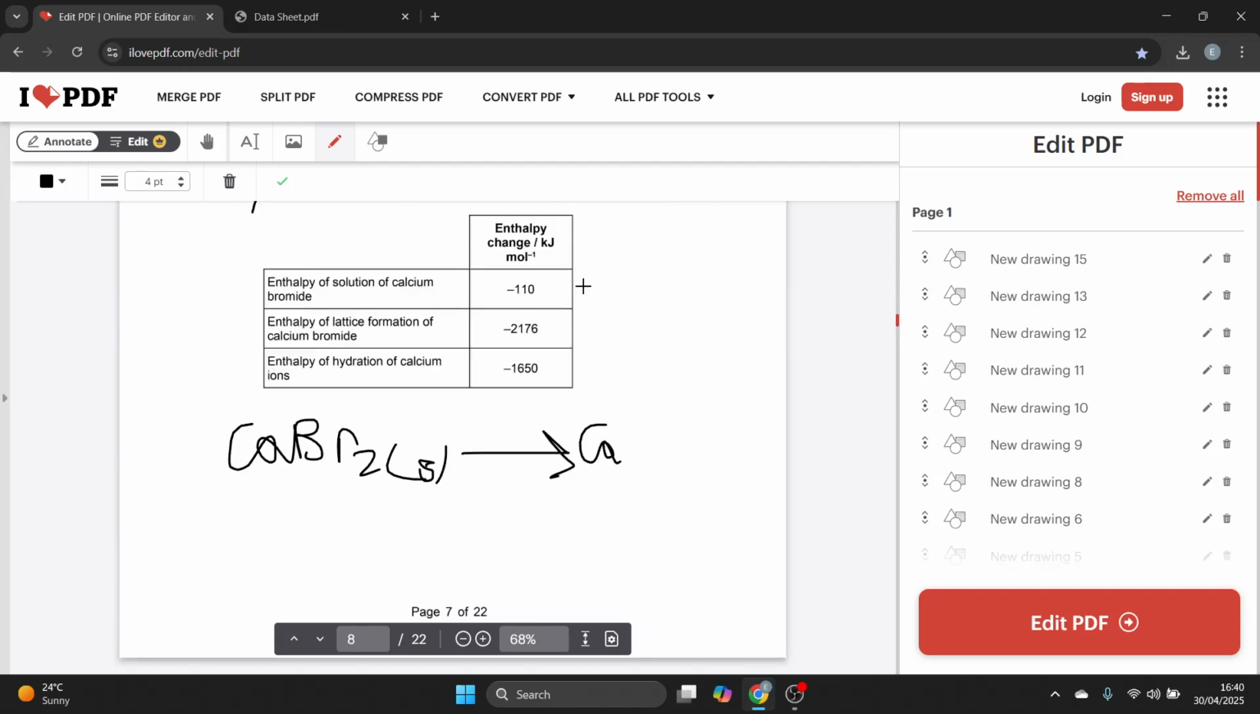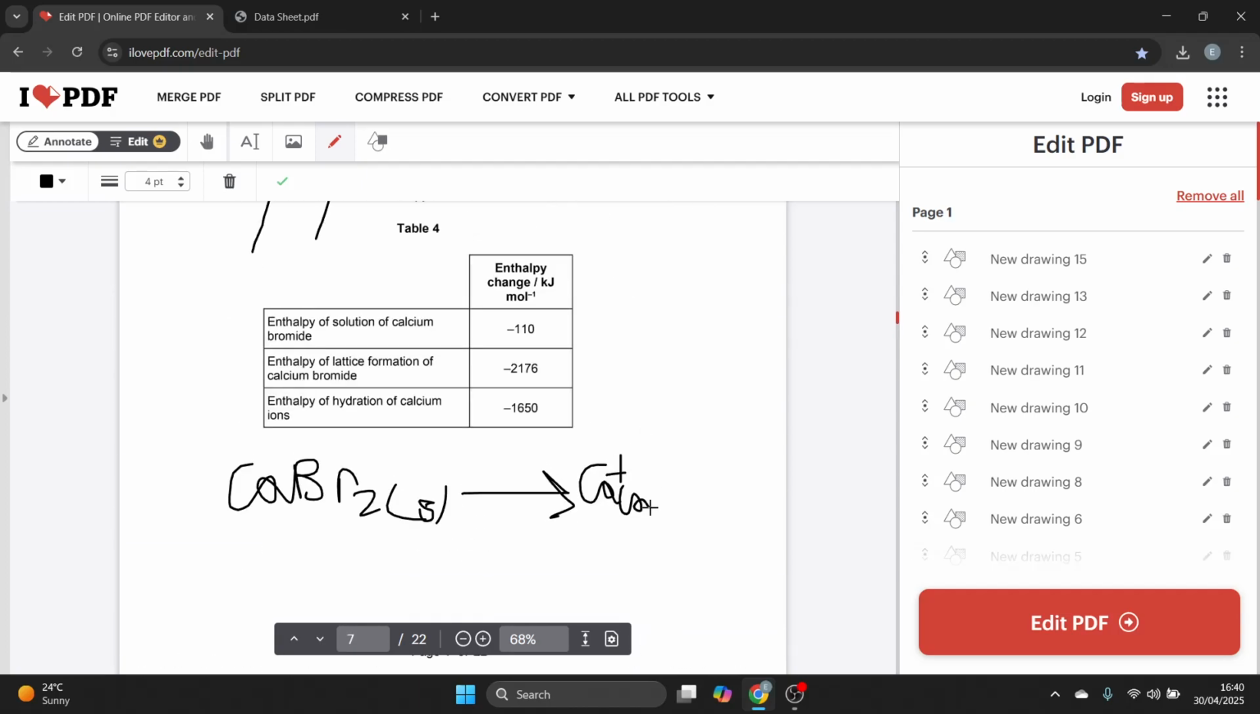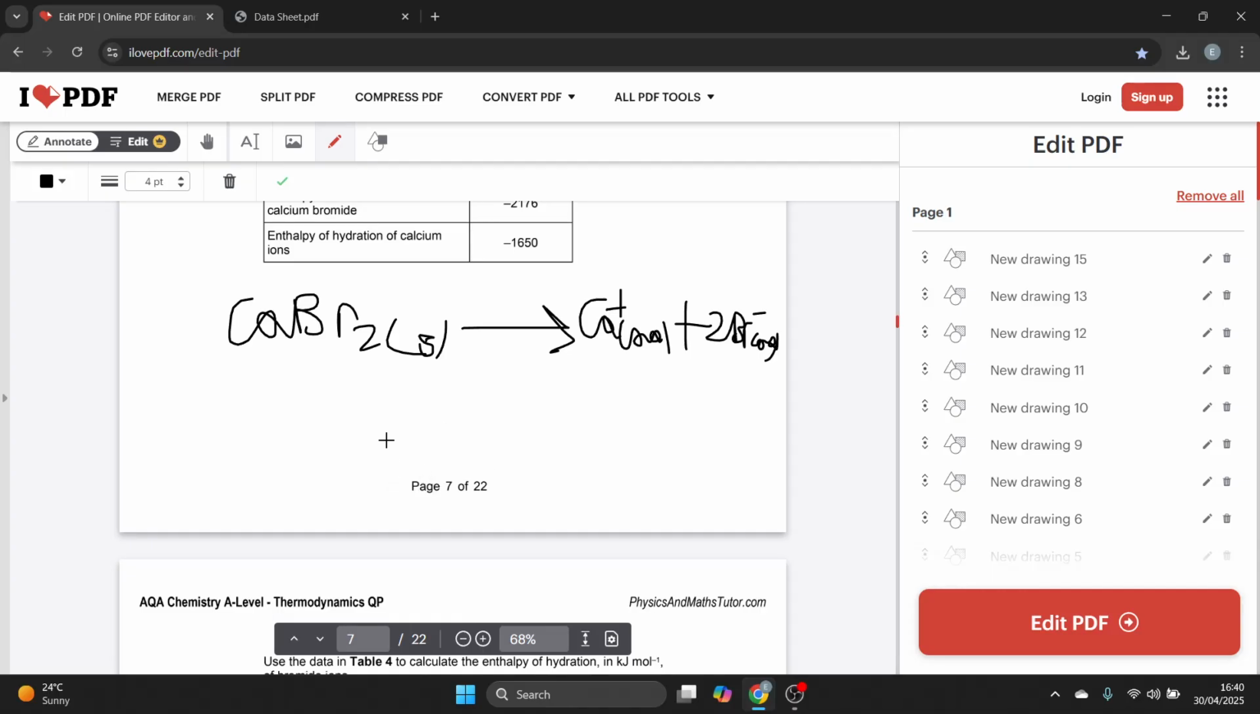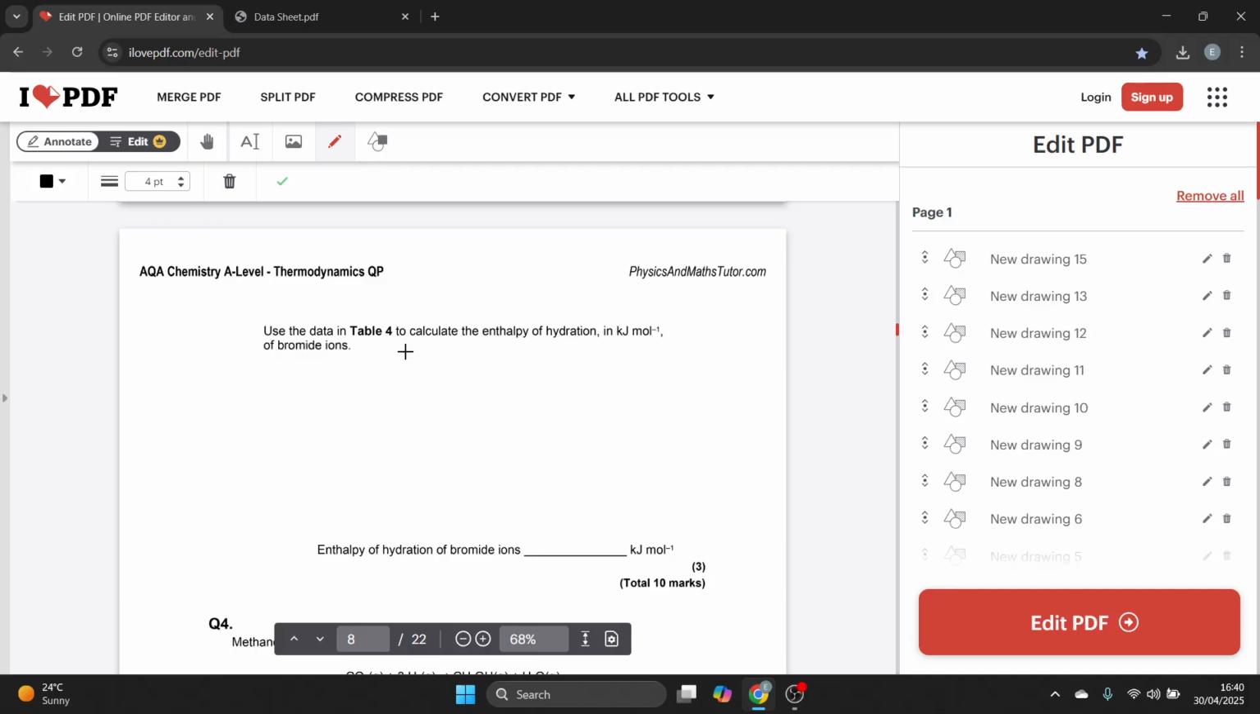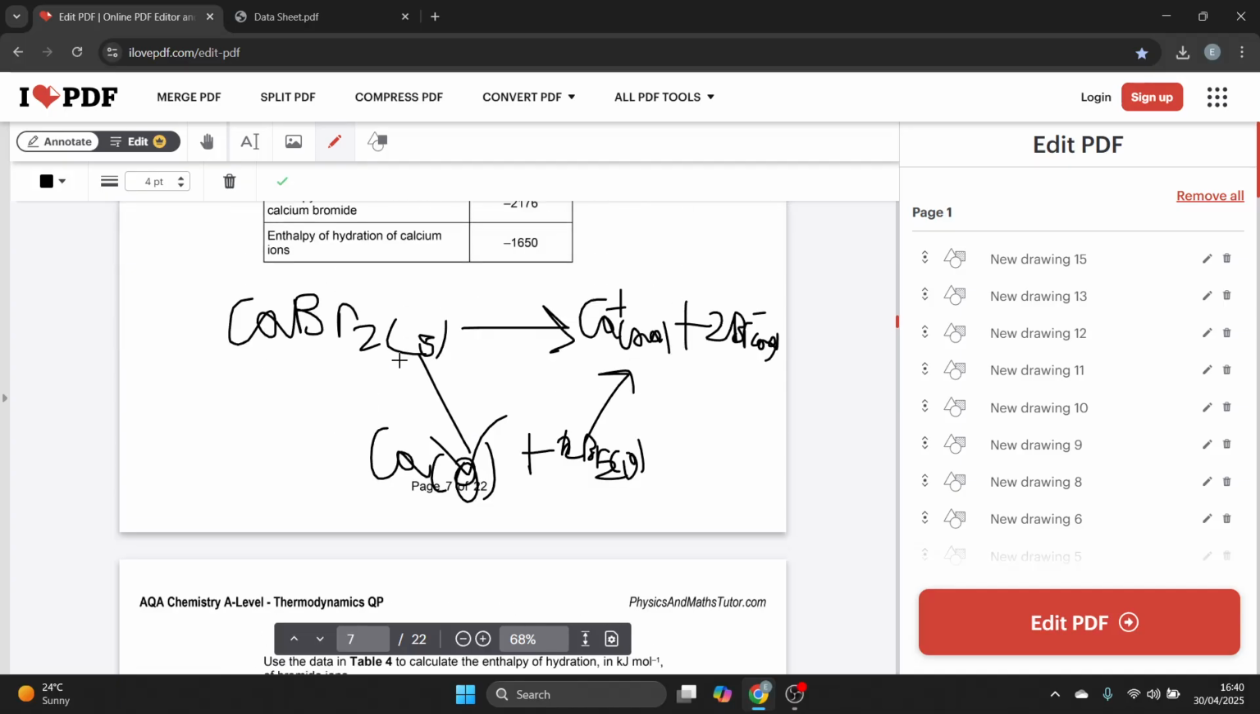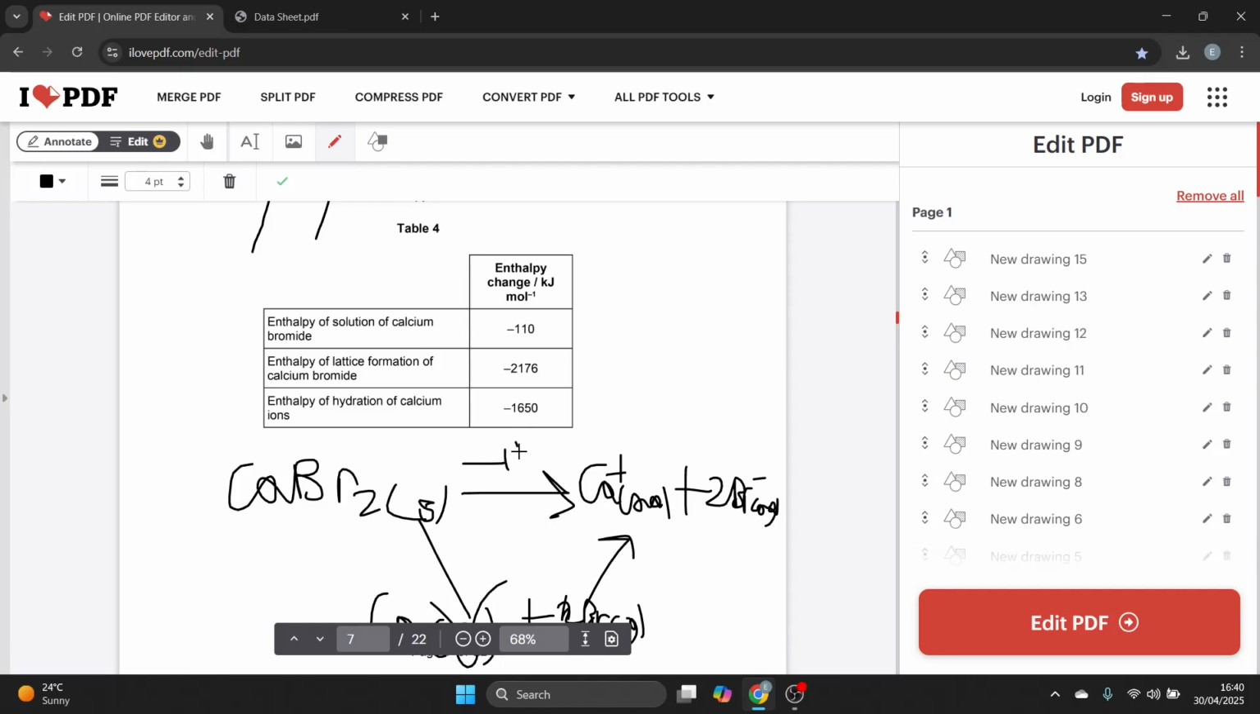What is it? Enthalpy of hydration. Well, that's going to be Ca2+ aqueous plus 2 Br minus aqueous. And if you start from the bottom here, I'm going to have Ca gaseous plus 2 Br gaseous, or plus Br2 gaseous. I don't think it really matters. So I want to find the enthalpy of hydration of bromide ions. I know the enthalpy of solution is minus 110. Remember, this is the enthalpy of solution. How do I know? Because I'm getting the aqueous ions, because I've dissolved it in the solution.